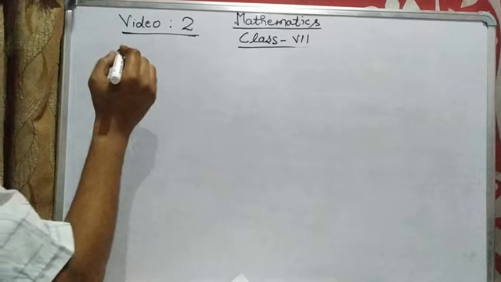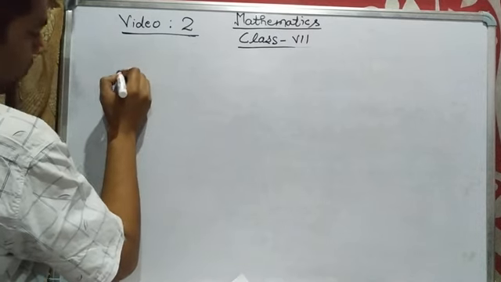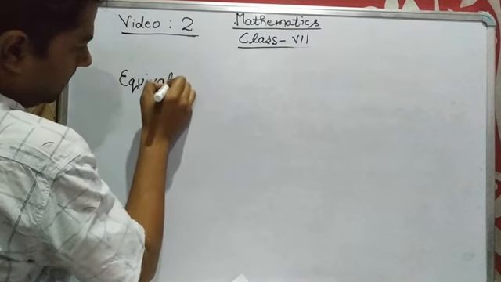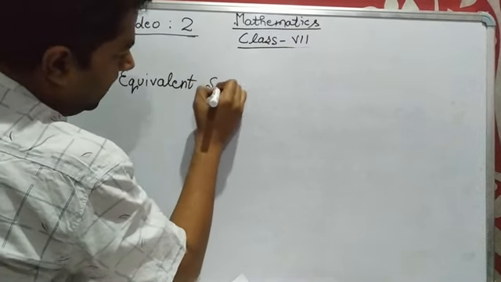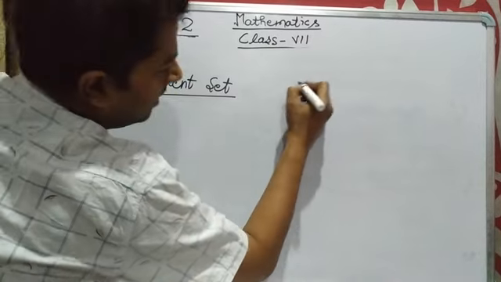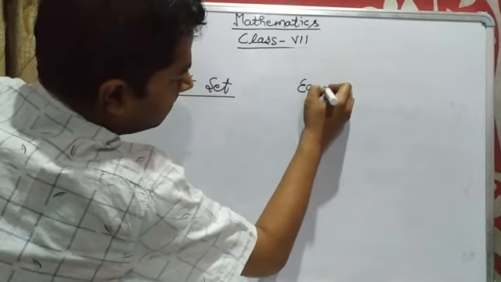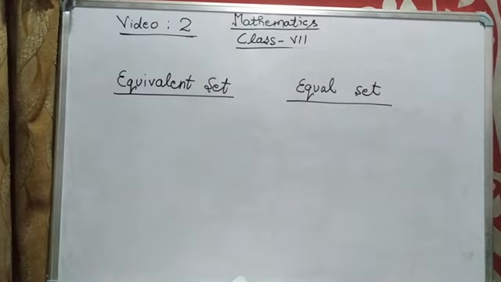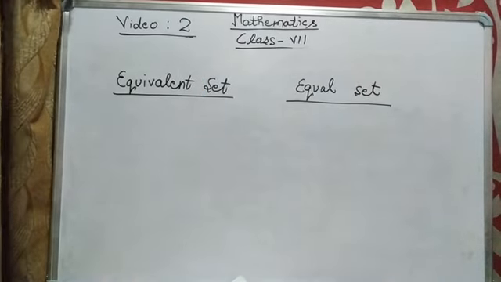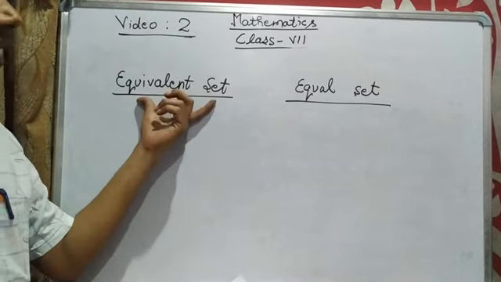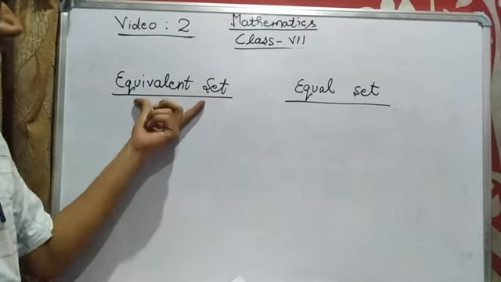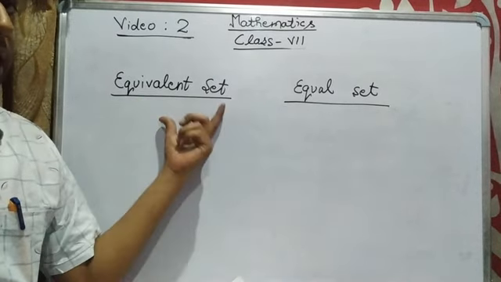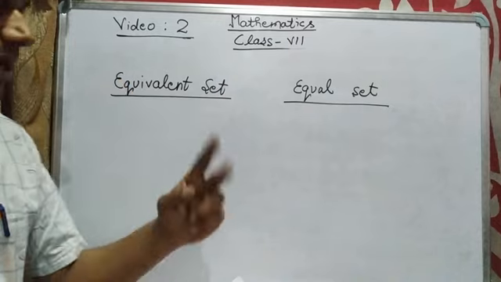Students, two special sets we have to learn here. First one is the equivalent set, another is the equal set. Most of the time students get confused between the equivalent set and the equal set. As the names are specified, equivalent set, equal set. So we are talking here about more than two sets at one time.